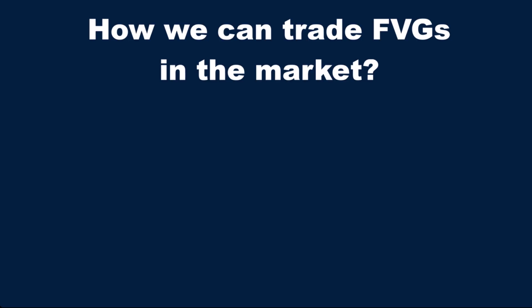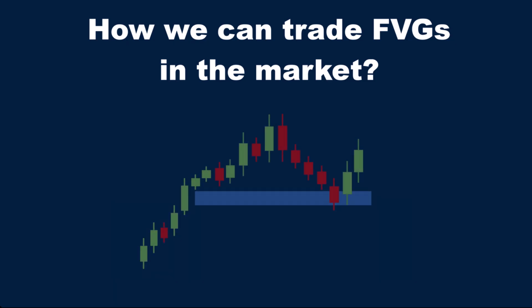Now let's talk about how we can trade these levels in the market. As you can see, the price reacts to these levels, and after reaching them, it resumes its main direction. So you should combine FVGs with other concepts in the market and you will improve your trading. So now let's talk about how our indicator can improve your trading actions and lead you to better trading.